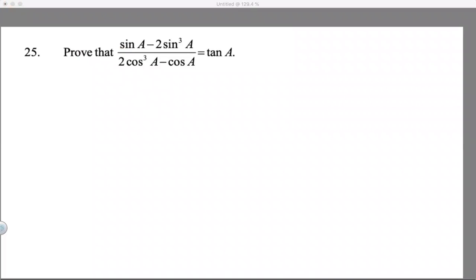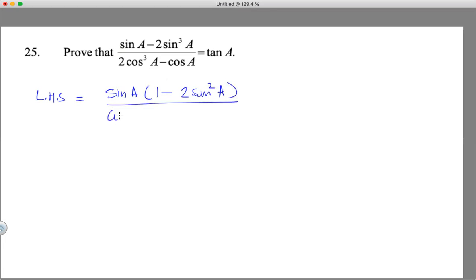Prove that sine A minus 2 sine cube A by 2 cos cube A minus cos A is equal to tan A. How will we do this? First we take the common sine A from the numerator and common cos A from the denominator. We will start from the LHS. We get sine A times 1 minus 2 sine square A, over cos A times 2 cos square A minus 1.